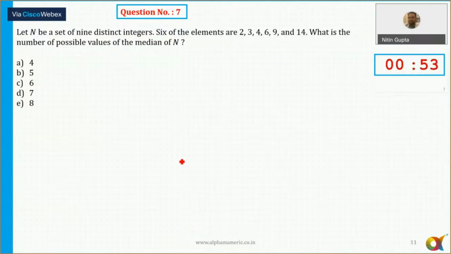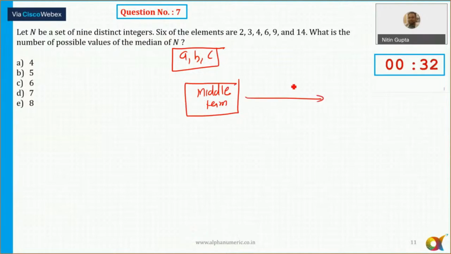Let's see it, all of you. It says let N be a set of 9 distinct integers. 6 of the elements are given, 3 terms are missing. Let's say the 3 missing terms are A, B, and C. Median. So there is a middle term. Okay, middle term, is the median. As there are 9 terms, there will be 4 terms on the right hand side and 4 terms on the left hand side.